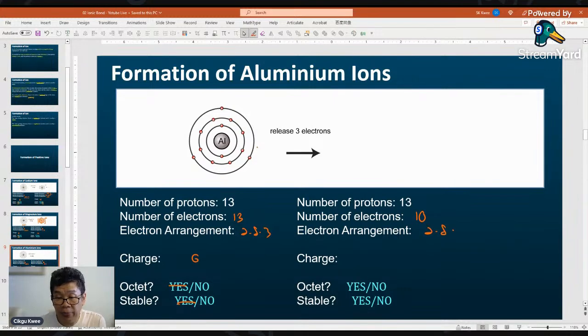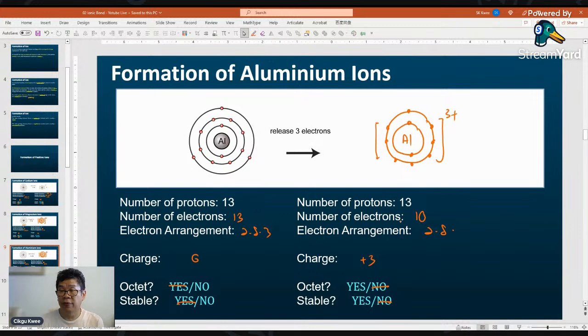Then this becomes stable. Its octet is stable, and the charge is positive 3 because we have 3 protons more than electrons. In the dot and cross diagram, we draw 2 electrons in the first shell, and then 8 electrons in the outermost shell. And the charge is 3 positive. So that is the formation of a positive ion.